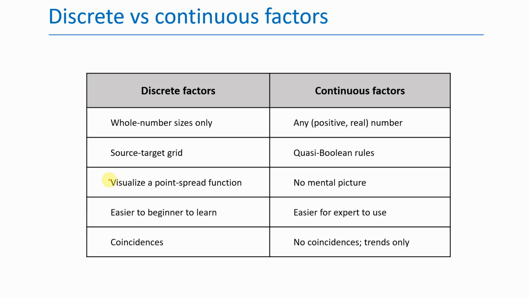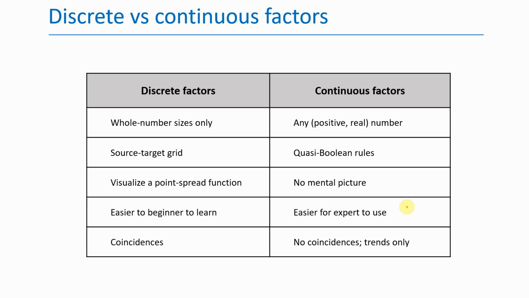With the grid, we could visualize the live as a point spread function, and we could imagine the calculation is something analogous to Huygens' principle. But in the continuous factor model, there is no mental picture to visualize. It's just a mathematical formula that you need to apply. Because of that mental picture, I think that the discrete model is easier for a beginner to learn. But once you've already mastered both models, the continuous one is actually easier to use. Also, it's a much more elegant and powerful way to think about it.